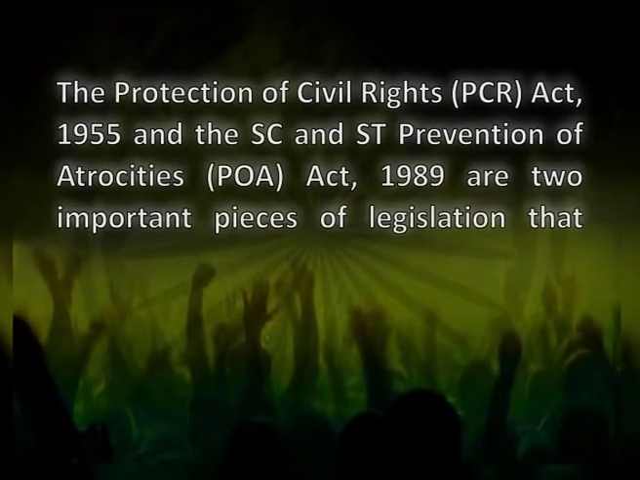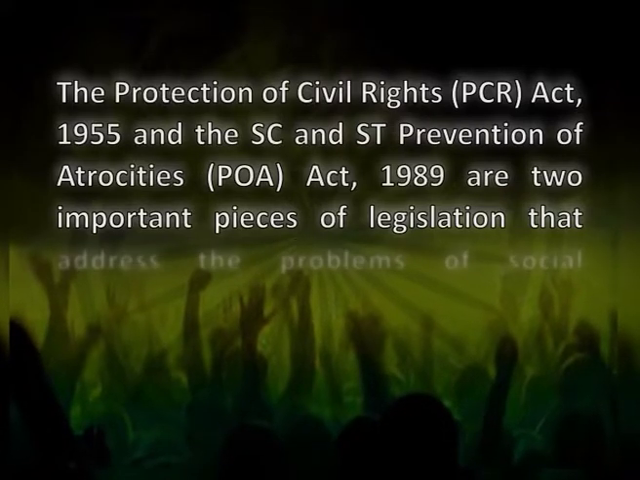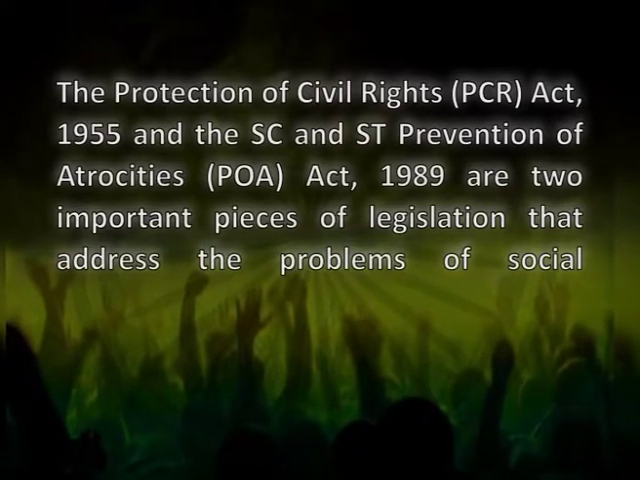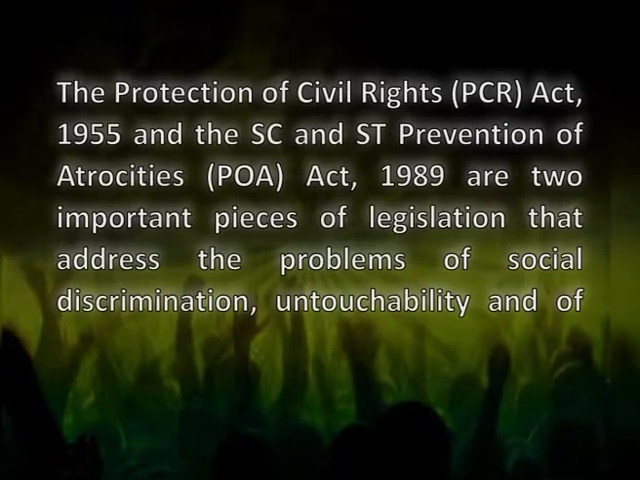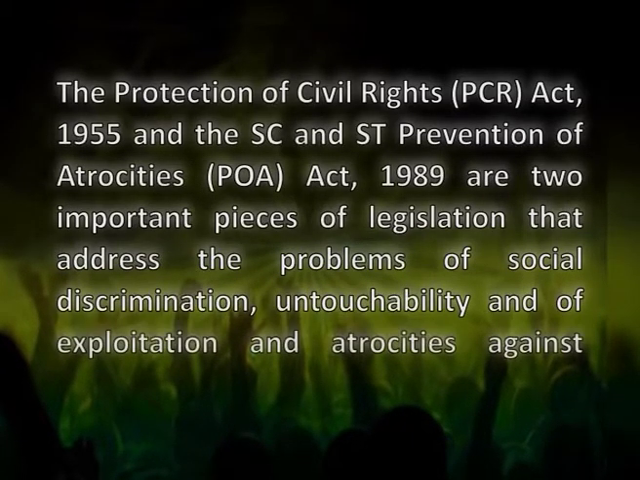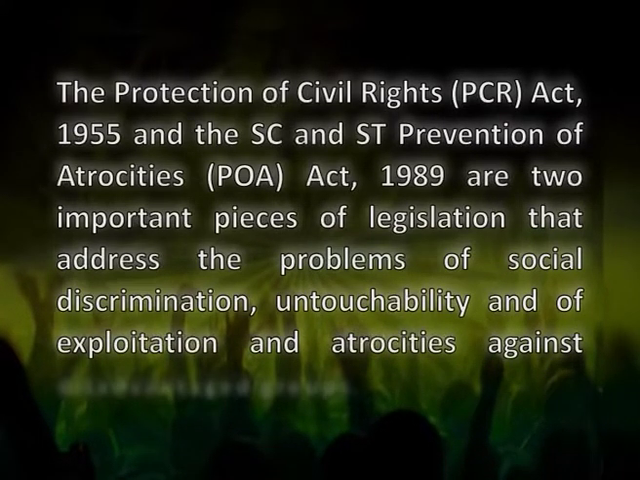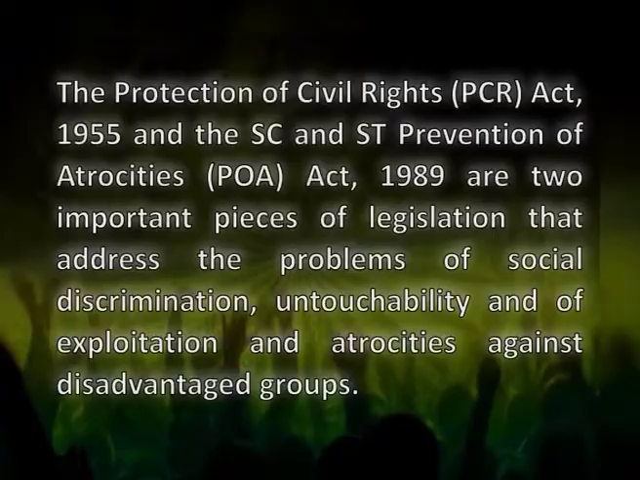Act (POA Act 1989) are two important pieces of legislation that address the problems of social discrimination, untouchability, and of exploitation and atrocities against disadvantaged groups. Special courts and mobile courts are provided for under this Act for on-spot trials and speedy disposal of cases. 19 states have appointed special officers, squads, and cells to ensure effective implementation of the Act.